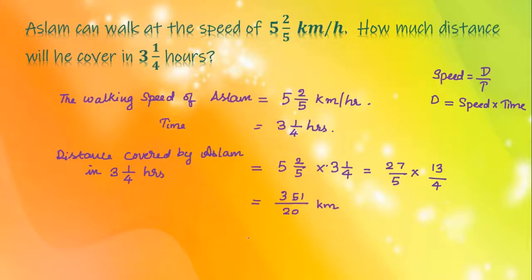Or we can write the answer in mixed fraction form or decimal form. Here I am going to write it in mixed fraction form. So, the answer is 1711/20 km. Next question.